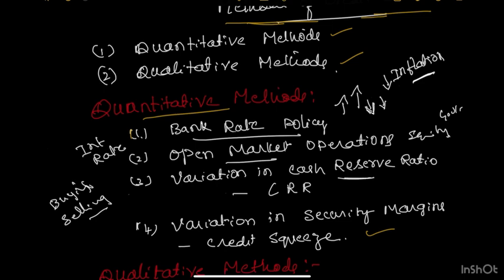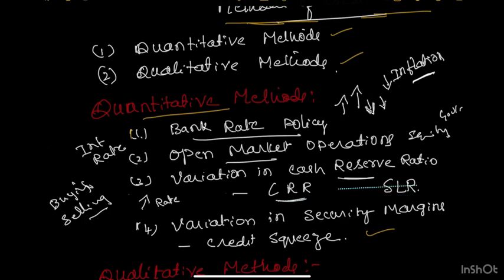Okay. And likewise, we have variation in cash reserve ratio. That's what we call CRR. And also we have SLR, statutory liquidity ratio. By making changes in the rate of cash reserve ratio and statutory liquidity ratio, RBI can have a control over the money circulation, that's the credit creation in the economy.